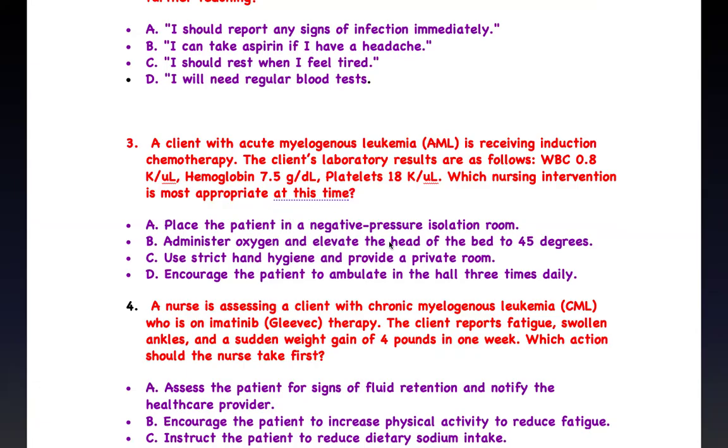Place the patient in the negative pressure room. This is not contact or airborne precaution. Administer oxygen and elevate the head of the bed. There's nothing in the question telling you this patient is having an oxygen issue. This is fine, but it's not appropriate related to the question. Use strict hand hygiene in private room. C is much better. Encourage the patient to ambulate in the hallway 3 times. It does not answer the question. The key is the WBC count of 0.8 is not good. So the right answer is what? Strict hand hygiene and private room.